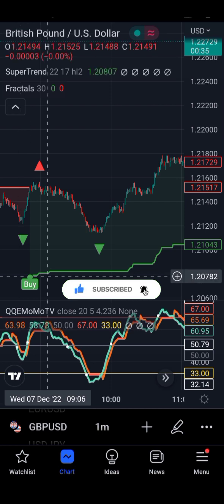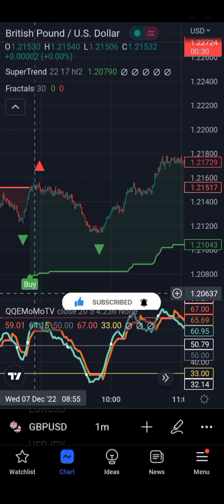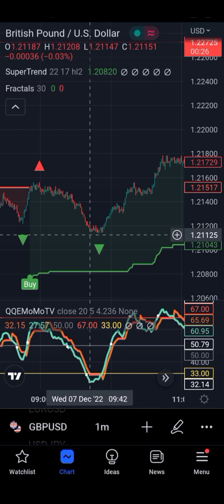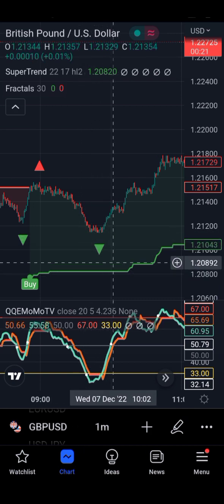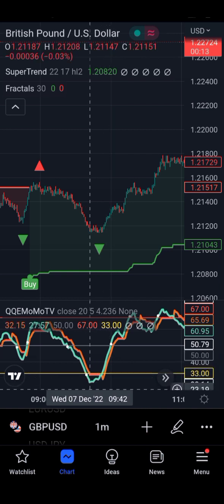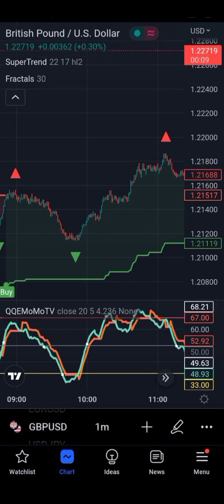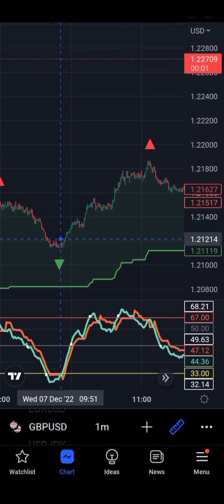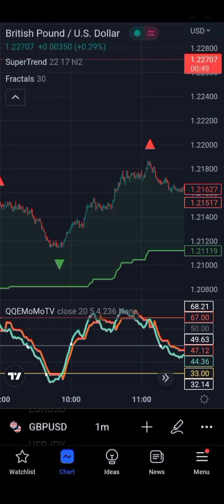So guys, check our strategy working. Guys, our strategy has three conditions. Number one, check that the Super Trend indicator gives us a buy signal. It means buy trend. Okay guys. And condition number two, Fractal gives us a buy signal. And condition number three, check that QQE Momo gives us a buy signal: the green EMA crosses above the orange EMA. So that is our entry, and check our risk and reward ratio.